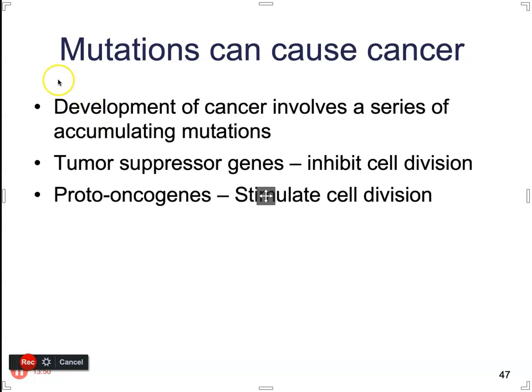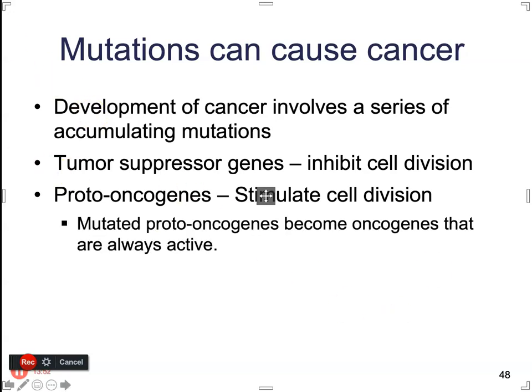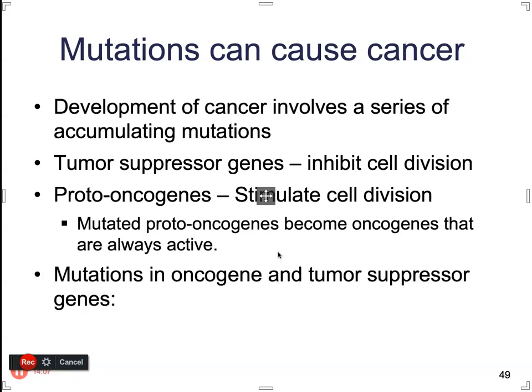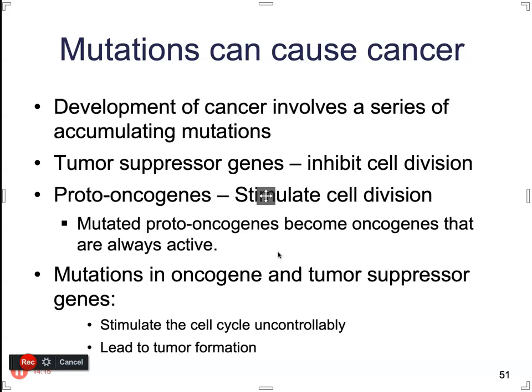Proto-oncogenes, on the other hand, stimulate cellular division. Mutated proto-oncogenes can become oncogenes that are always active. Mutations in oncogenes and tumor suppressor genes stimulate the cell cycle uncontrollably and can lead to tumor formation.